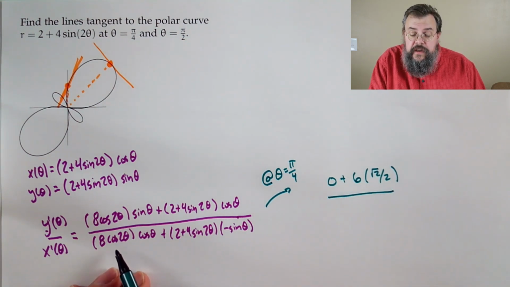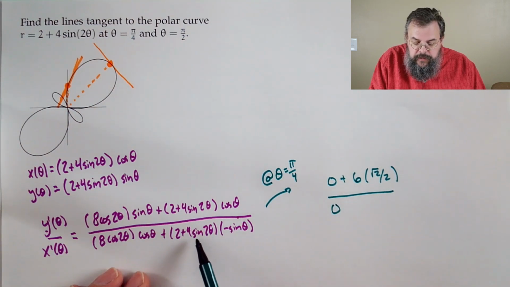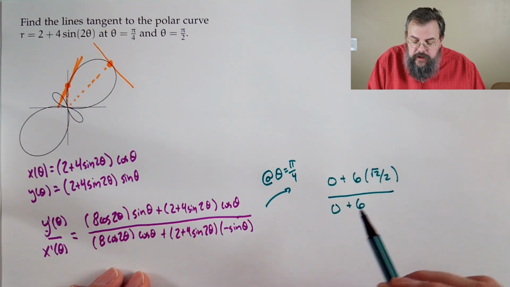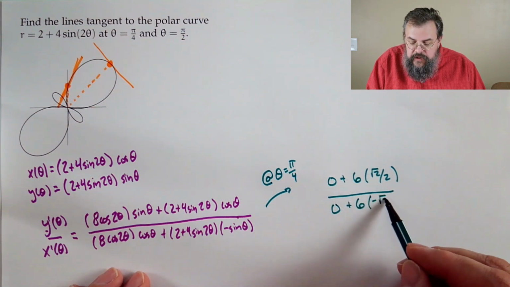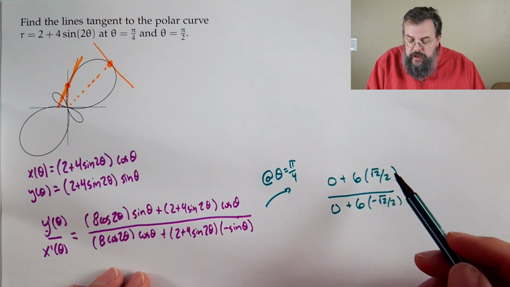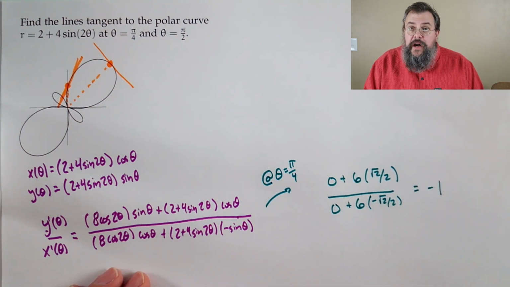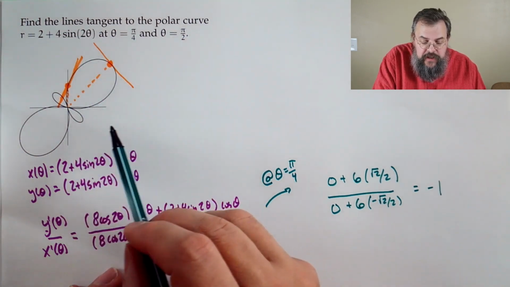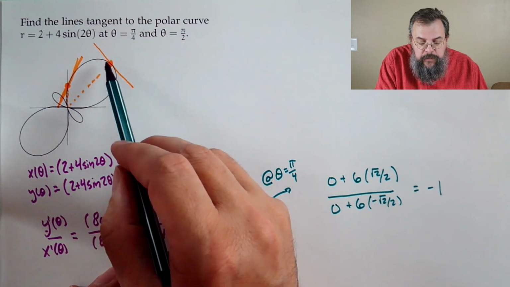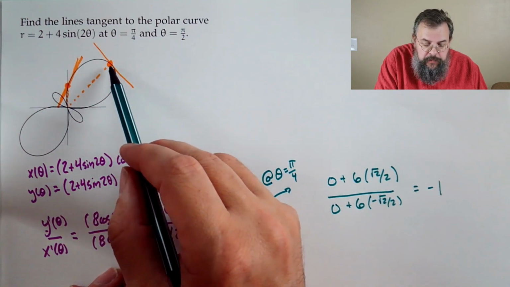Downstairs, the cosine of pi over 2 goes away, so the first term is 0. And here, the 2 plus 4 sine 2 theta, it's still 6. And sine of pi over 4, well, that's minus root 2 over 2 because of the minus sign. And now we see, look, they're the same upstairs and downstairs except for a sign change, so we get negative 1. That agrees with our picture. Look at our picture. It looks like we're sort of maxing out as far away as possible at pi over 4. So it suggests this should be somehow perpendicular.